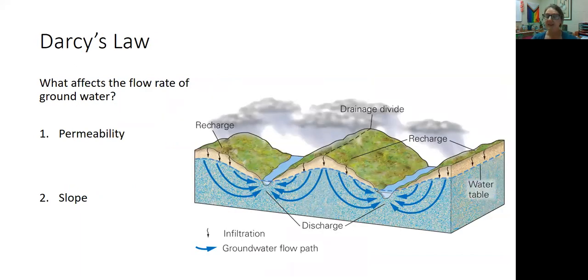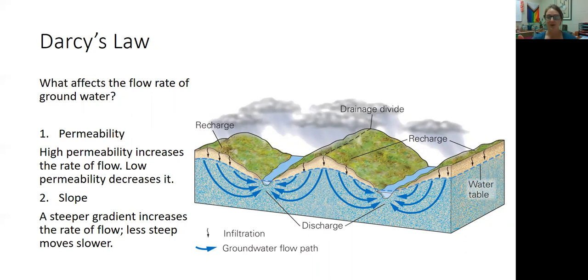Okay. But it does still have variations in the rate of flow. And the two things that affect the rate of flow are described with what we call Darcy's law. Darcy's law says that the permeability of the rock, remember that's how the pore spaces in the rock are connected, affects water flow, and the slope of the water table affects the water flow, right?